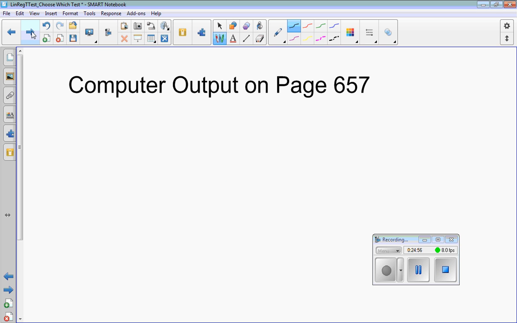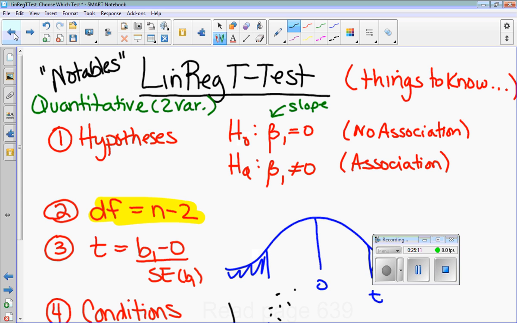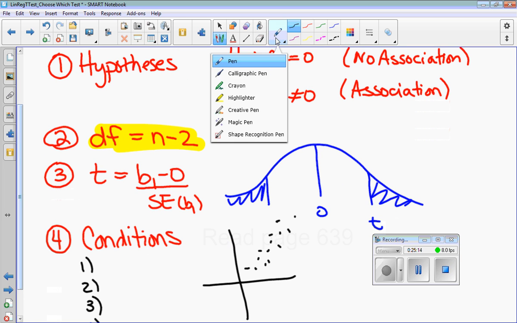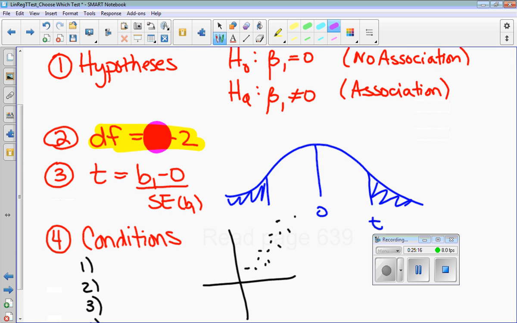I'd like us to look at page 657 if we could, and I want us to take note of what information we need from this printout. If you look at the notables and things that we need to know, we really need to know the sample size. I'm going to highlight them in purple. We need the sample size. We need this number, and we need this number. Can you find those on page 657 for me? Because that's the information you would need to pull out of the output there.